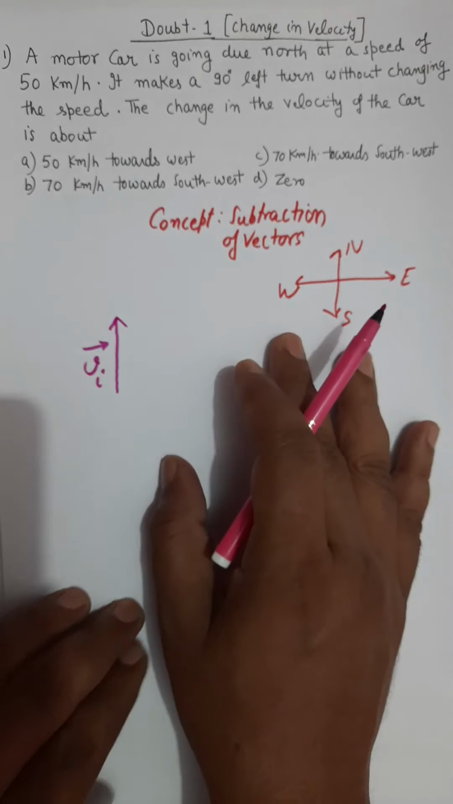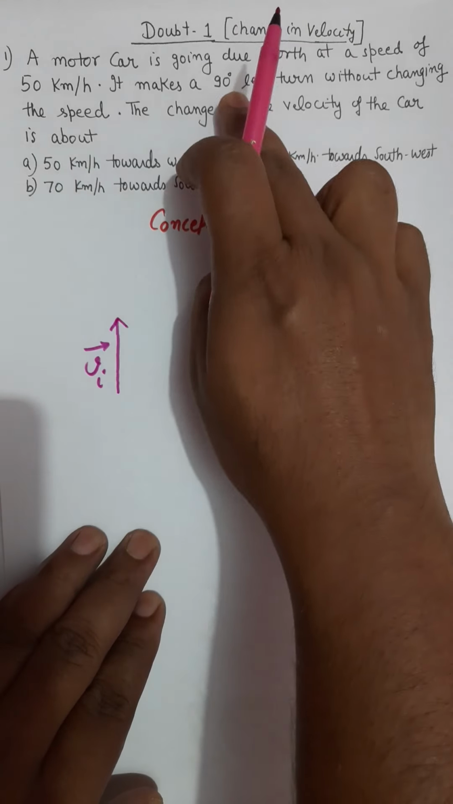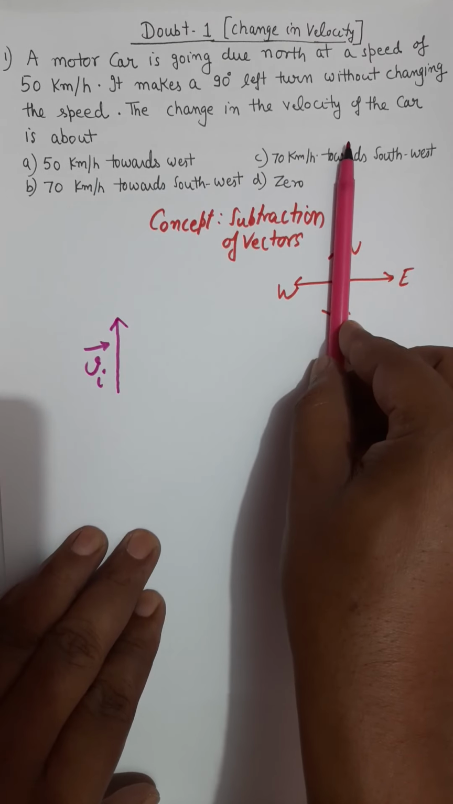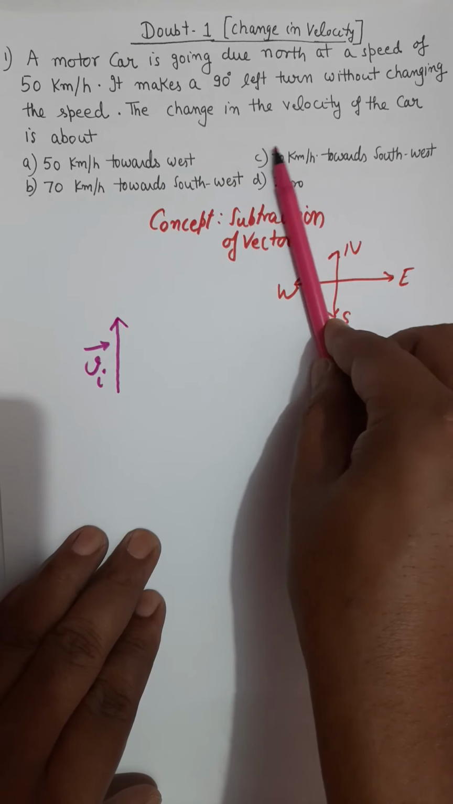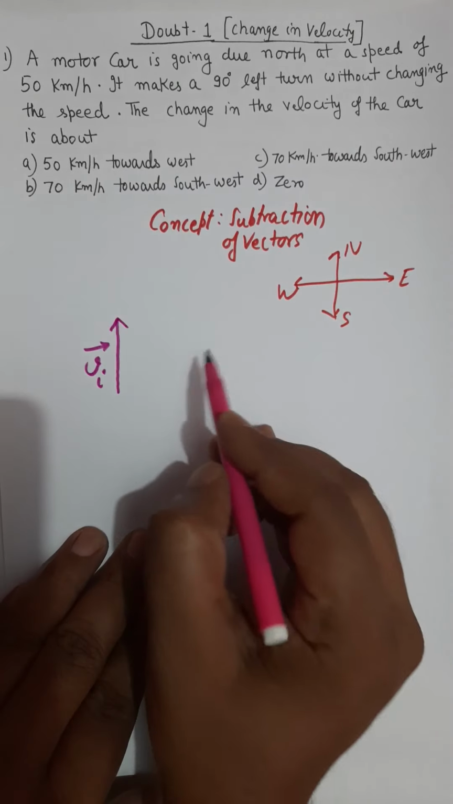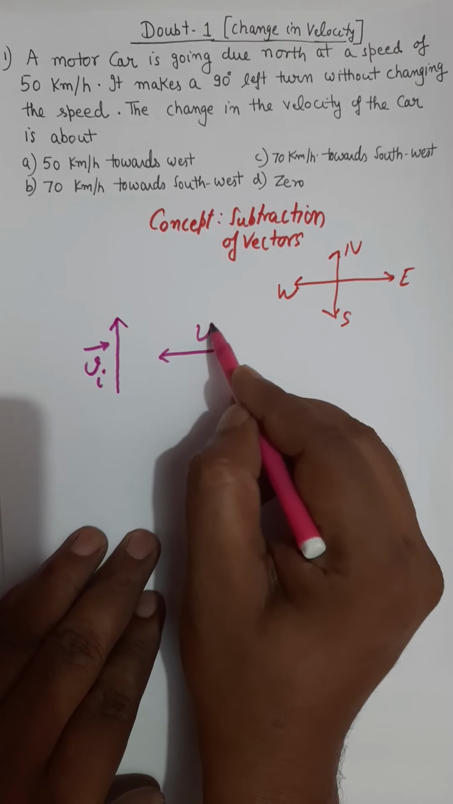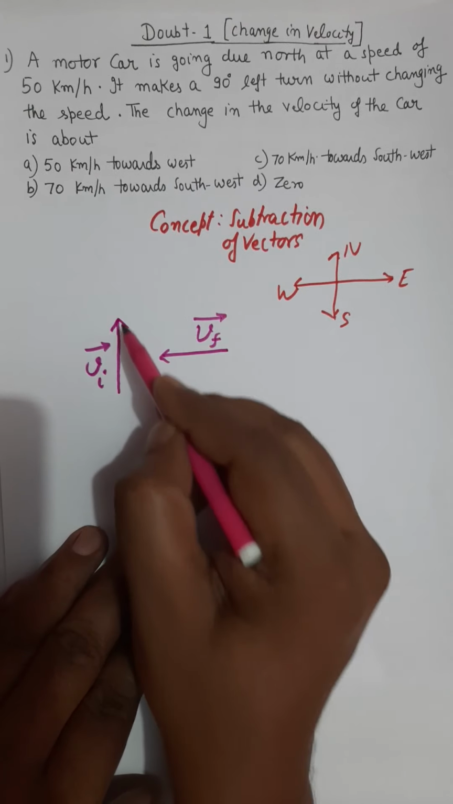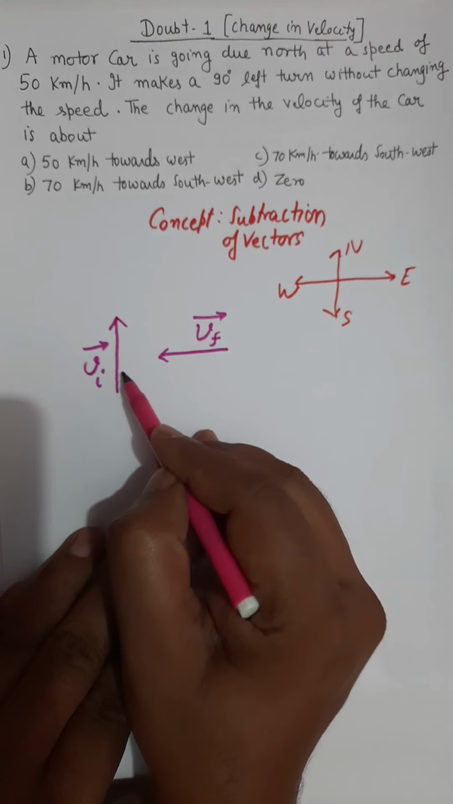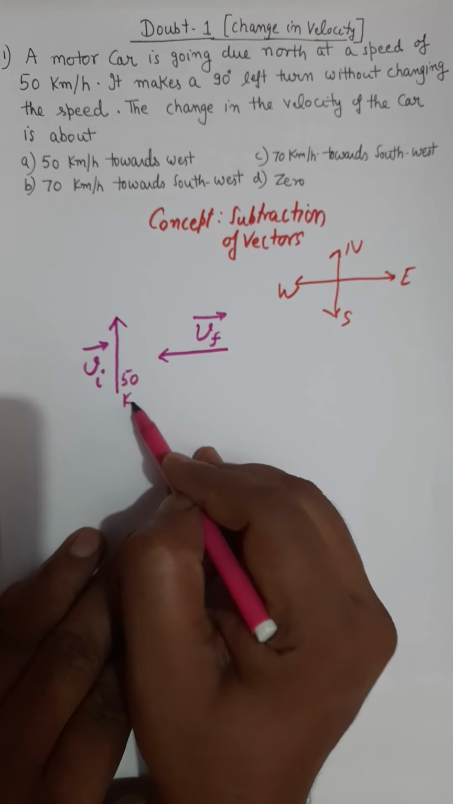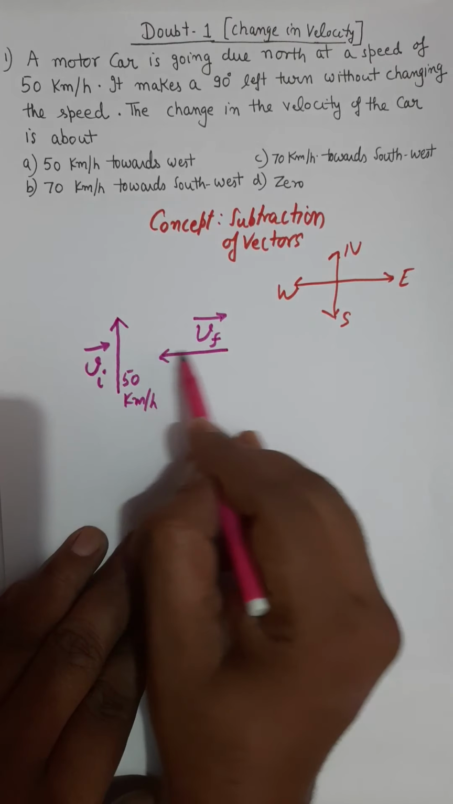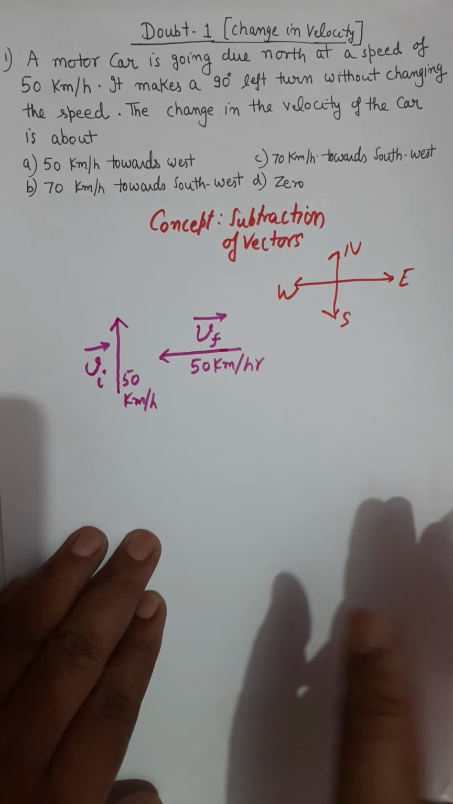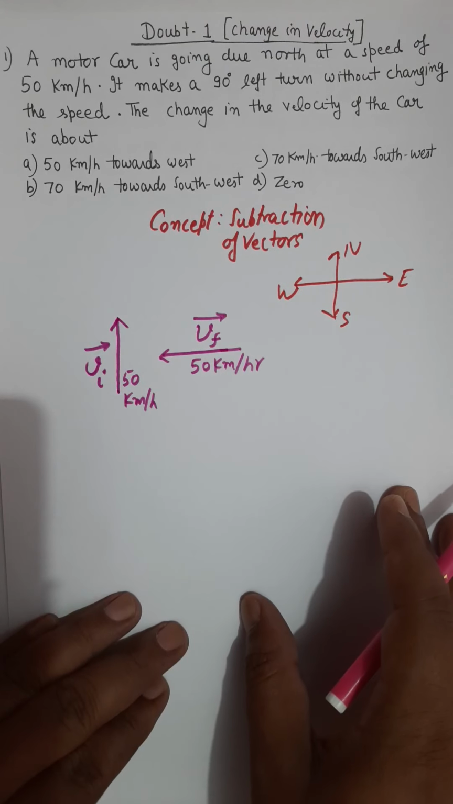In the north direction, and then the car makes a 90-degree left turn. So if we are moving in the north direction, and if I want a 90-degree left turn, then the 90-degree left turn will be towards the west side. So the final velocity of the car will be to the left side without changing speed, which means the length of this arrow, which represents 50 km per hour, and the length of this arrow, which represents 50 km per hour, both lengths are equal because there is no change in speed, only the direction is changed.